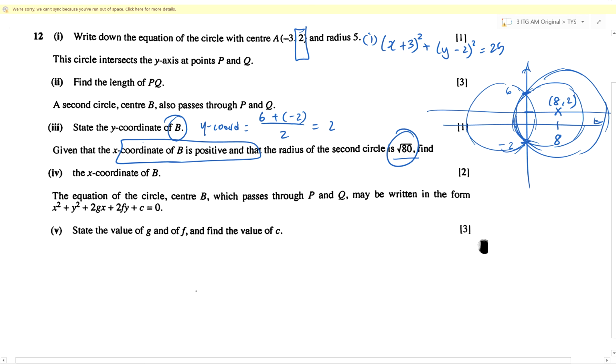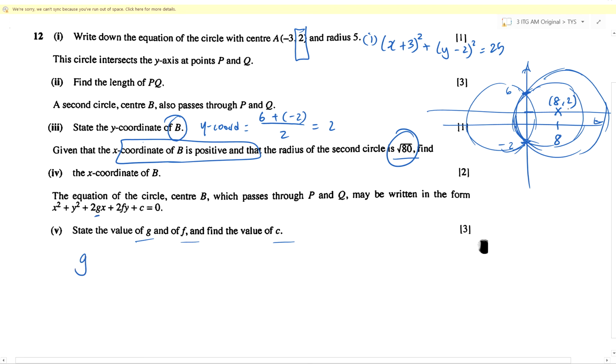The equation of the circle may be written in this form. You have to be familiar with this also. Find the value of G, F, and C. You can follow what the suggested solution is. That is, you write down in the completed square form, and you solve by inspection. You compare the coefficients. The other way is to do it directly by knowing G over here.